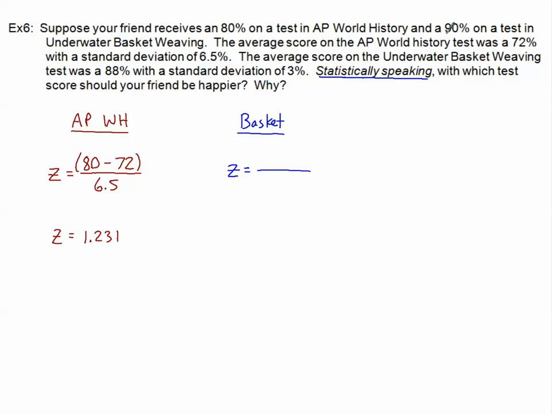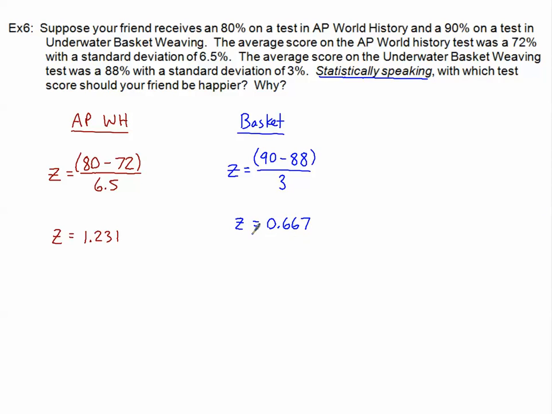What did she get? She got a 90% on the test here, so that's our data point. We're going to take away the average. It says the average score on the underwater basket weaving test is 88%. So again, she did better than the average with a standard deviation of 3%. So I'll put the 3 right there. Plug this into your calculator, watch out for the parentheses, and this time our z-score is 0.66, and actually it keeps going, I'll just round to the third decimal point, 667.